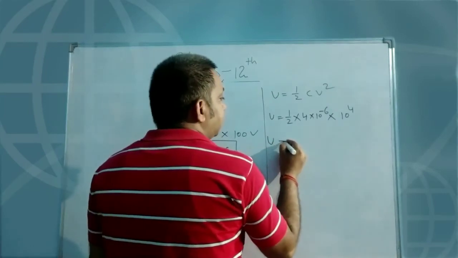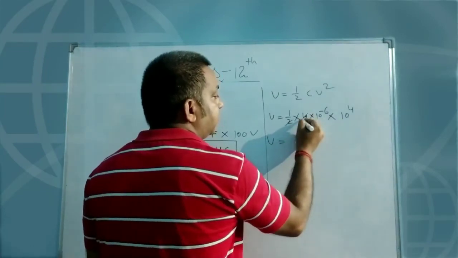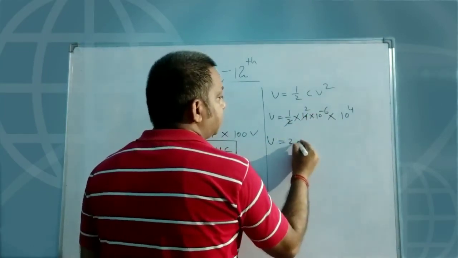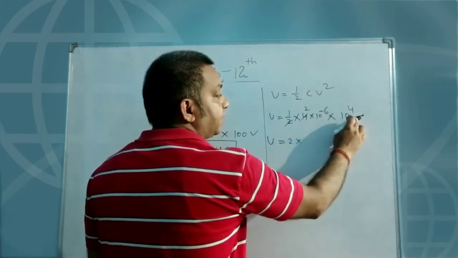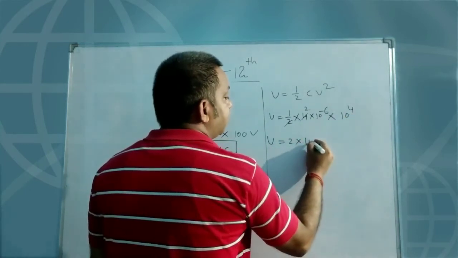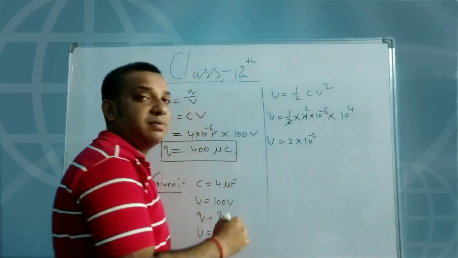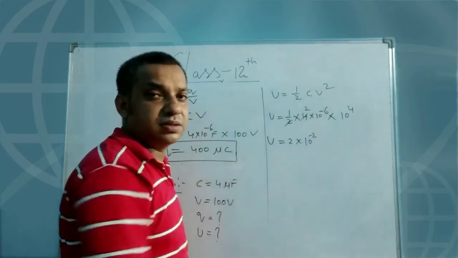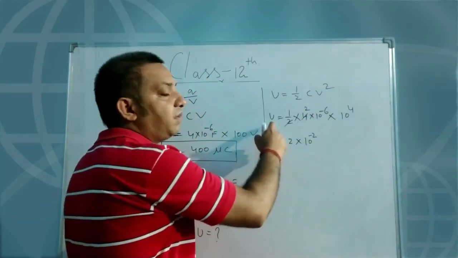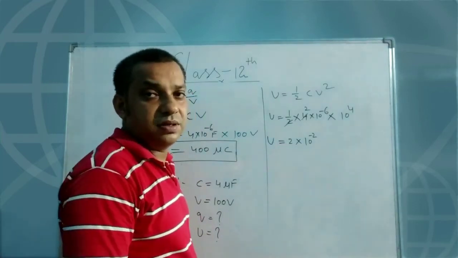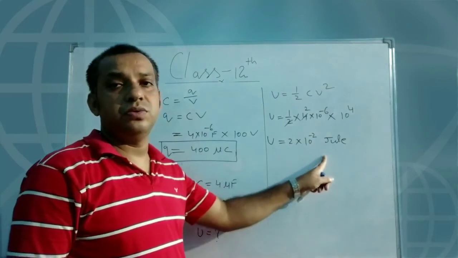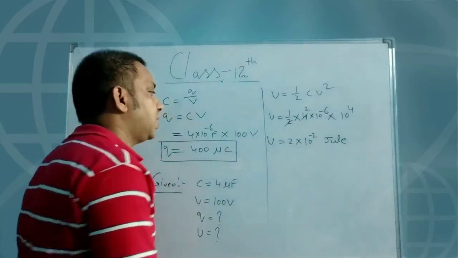So here U is equal to, the 2 cancels with the 4 and you get 2. Then 2 into 10 to the power minus 6 into 10 to the power 4 becomes 10 to the power minus 2. Already we have converted all the parameters into the MKS system, so you will get the value of U in joule. So 10 to the power minus 2 joule. This is your answer.